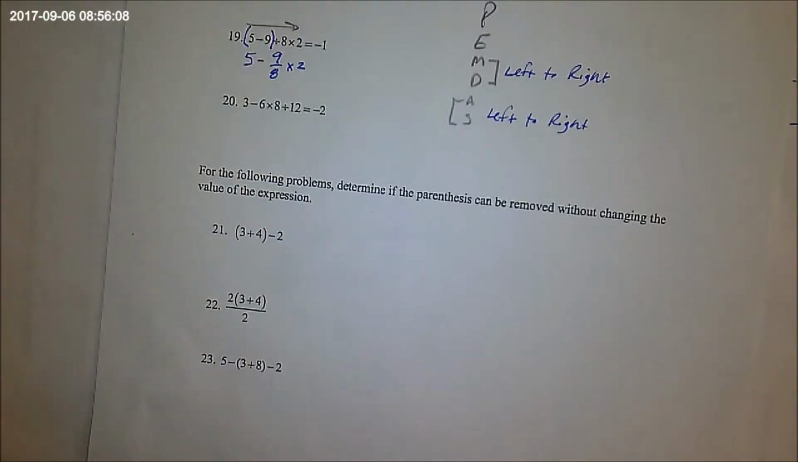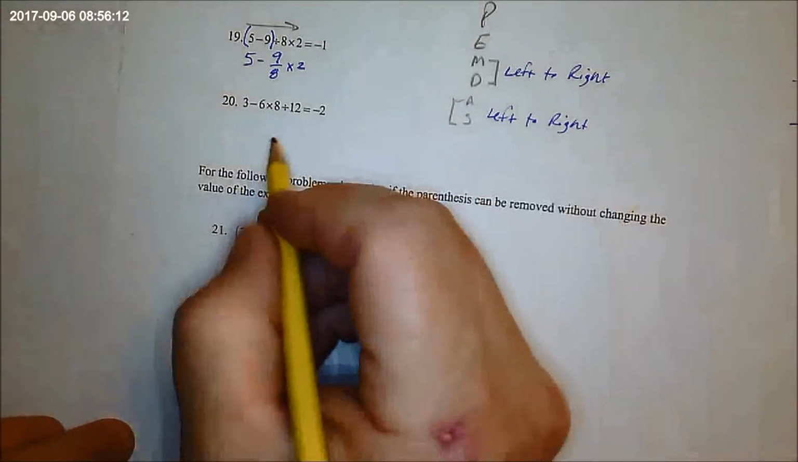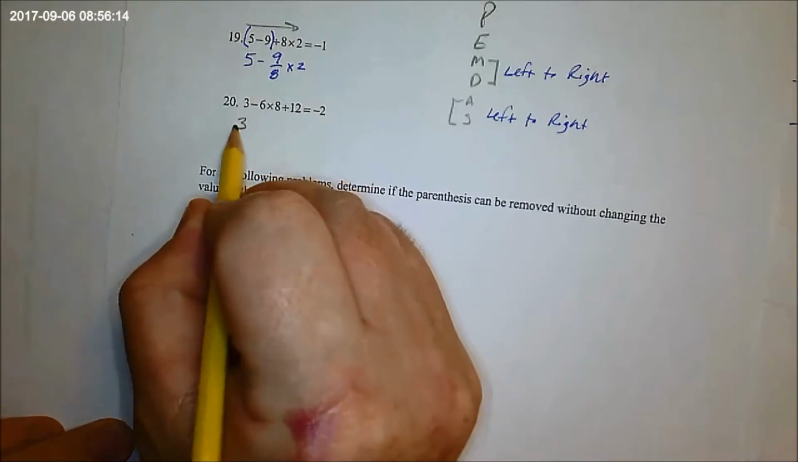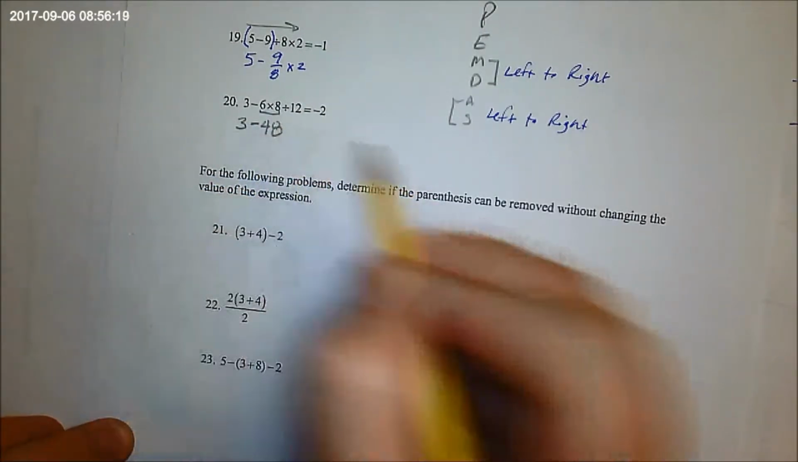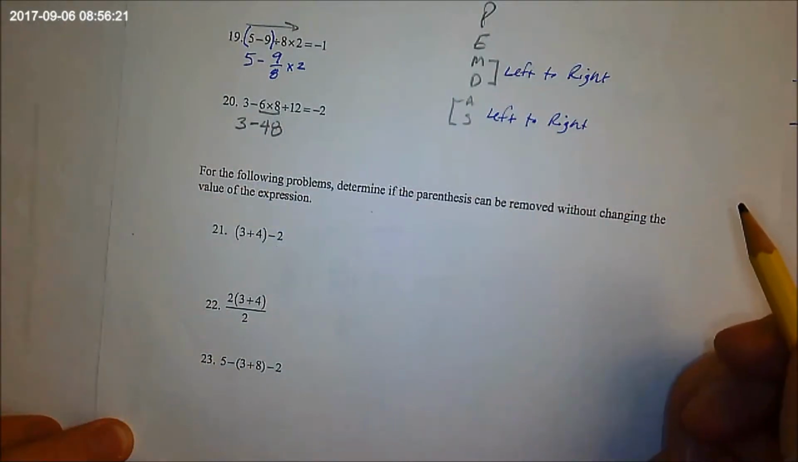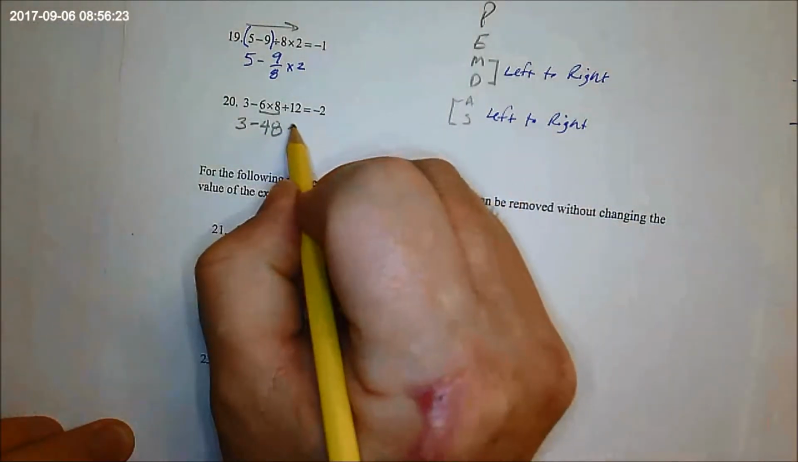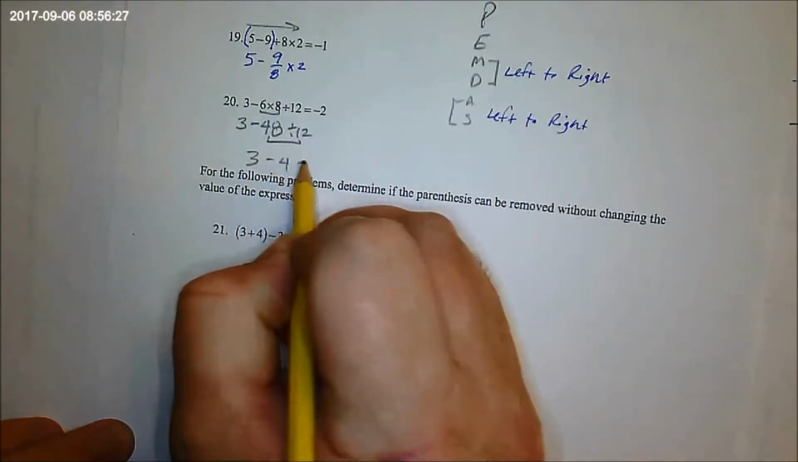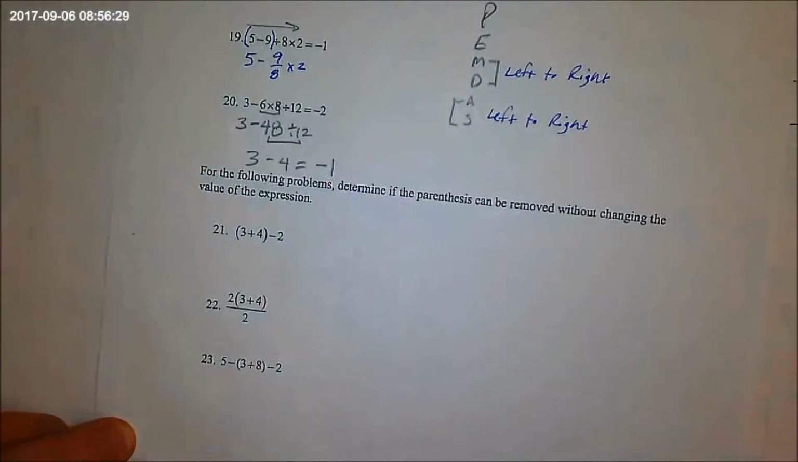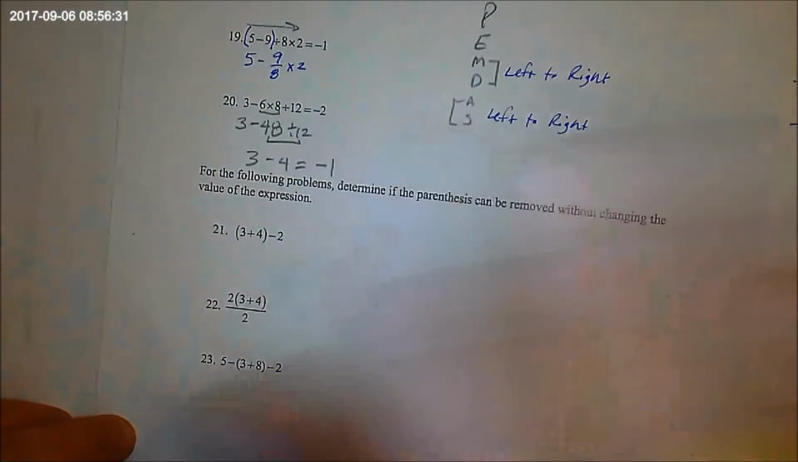Oh, I see it. Let's see what it says right away. Left to right, it would be 3. We'd have to do this first. That's minus 48. 6 times 8 is 48, I hope. Is it? Yeah? Okay, and then divided by 12. Then we'd have to do that first. That'd be 3 minus 4, which is equal to negative 1. So with no parentheses, that's what it would be.